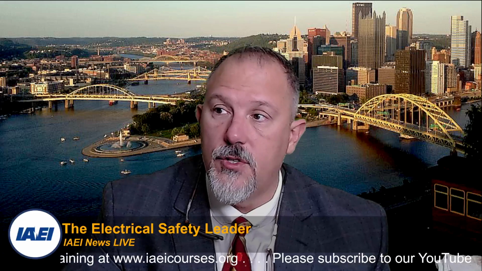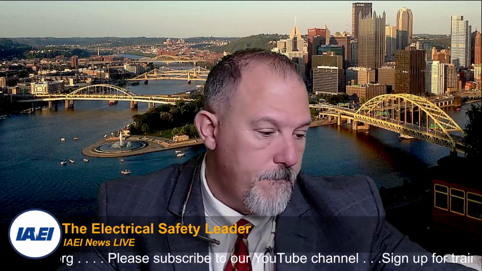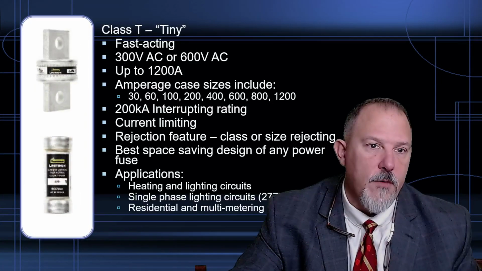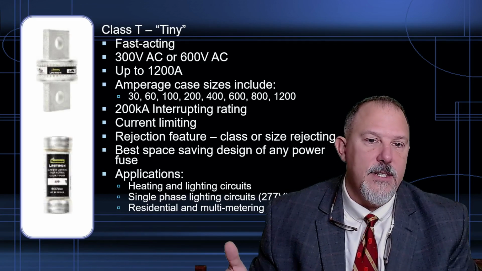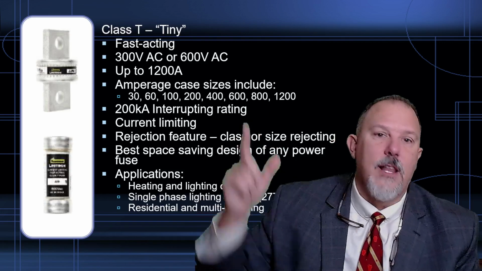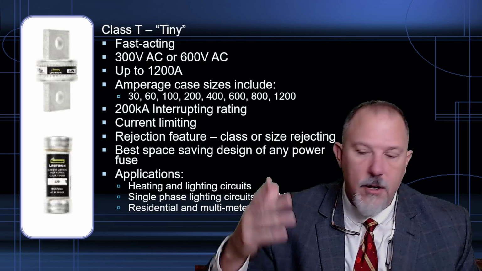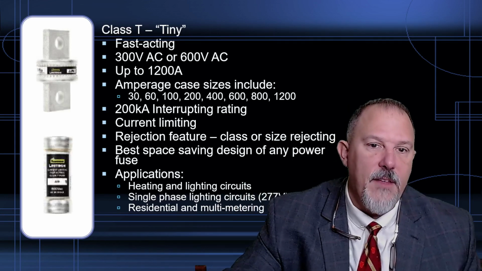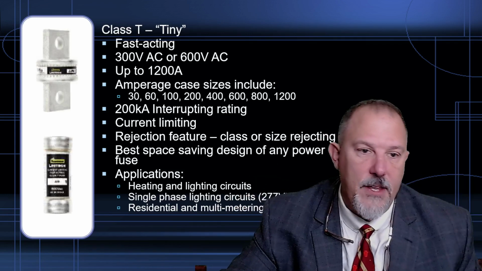Now, we started going through the types of fuses, and I'm just going to go really quick down through each of these types of fuses, because I at least want to bring up your awareness. We went over the Class L. Class T, we talked about tiny, up to 1,200 amps, ampere sizes, case sizes, 30, 60, 120, 400, 600, 800. You'll see that those align with fuse switch sizes or fuse holder sizes. 200,000 amp interrupting, current limiting. They've got rejection features or size rejecting. The best space saving of any of these devices.